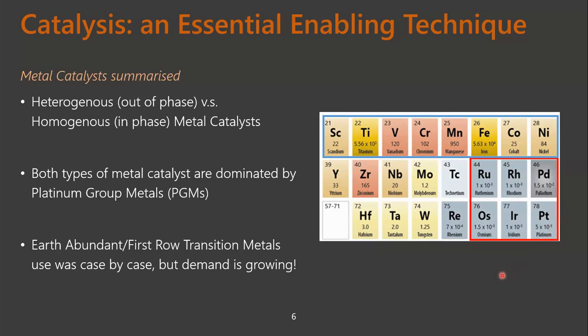And earth abundant, or first row transition metal chemistry, which is one of my particular favorite interests, has been used case by case rather than generically, because it was usually cost motivated, where you could afford to use cheaper materials because the materials you were making didn't have a higher margin, something similar. However, within recent years, the demand for these more sustainable and also cheaper materials is growing. And I'm also probably going to talk your ear off about nickel if you give me the opportunity to, because it's one of my personal favourites.